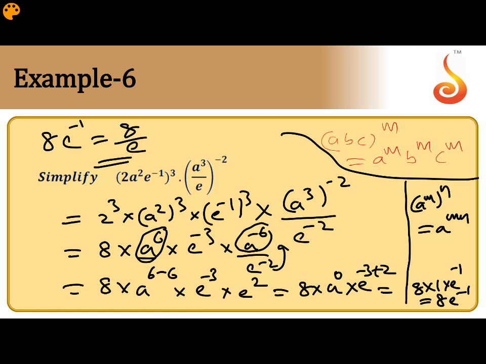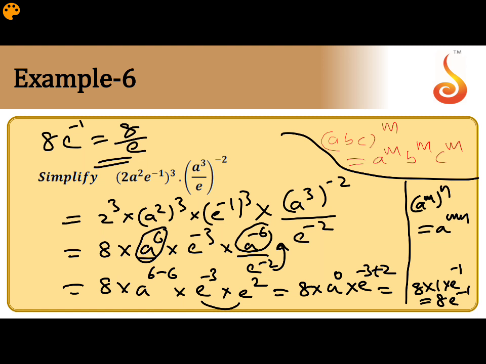So let us simplify. Here a power 6, a power minus 6, that is a power 6 minus 6, because the bases are same, adding powers. So next, e power minus 3, here 1 by e power minus 2, bring it in the numerator, it gives plus 2. So again the bases are same, adding the powers of e. So 8 into a power 0 into e power minus 3 plus 2.